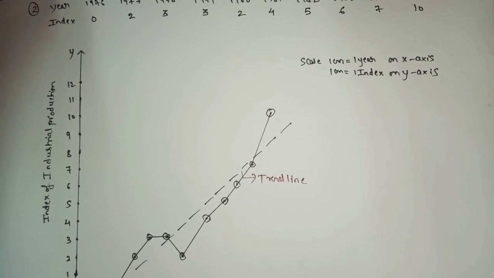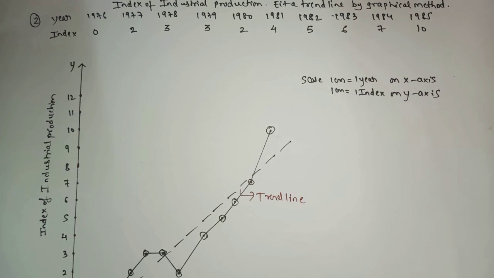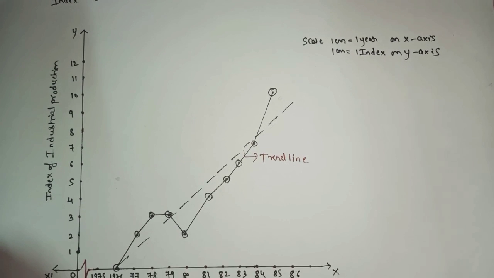So that's the end of the chapter, I can say. In this chapter there are 3 types, and this is chapter number 4, and it contains only one exercise. In type number 1 we saw the 3 yearly moving average, 4 yearly and 5 yearly moving average, and in type number 2 we saw the least square method, and this was type number 3, how to fit a trend line by graphical method. I hope you all understood all the 3 methods and even the chapter also.